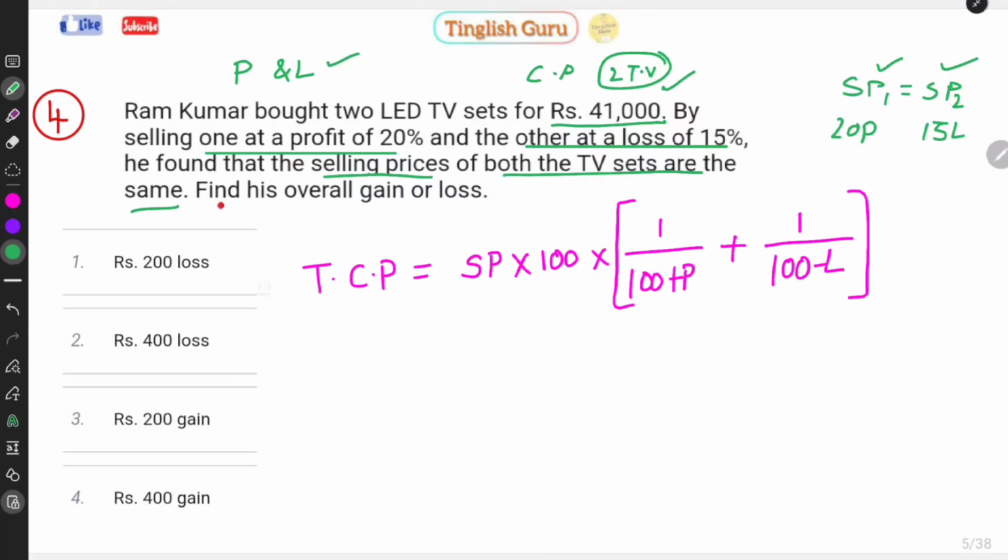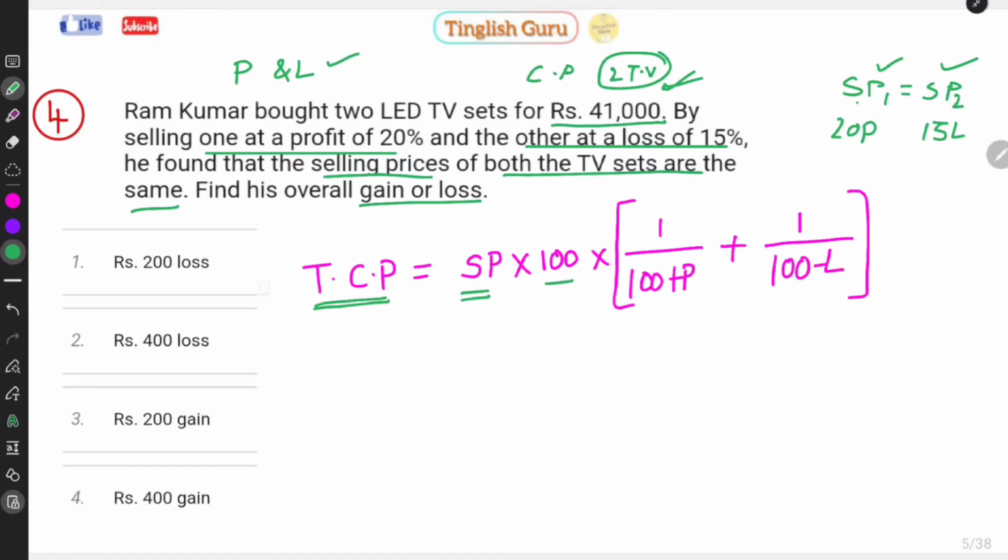So in this case, we have a formula to find overall gain or loss. Total cost price, that is nothing but 41,000, is equal to selling price, because both the selling prices are same, SP1 is equal to SP2, so we can directly call it selling price. It is the selling price of one TV, not total 2 TVs. Next, into 100 into, we write in brackets 1 by (100 plus P), where P means profit percent, plus 1 by (100 minus L), where L means loss percent.